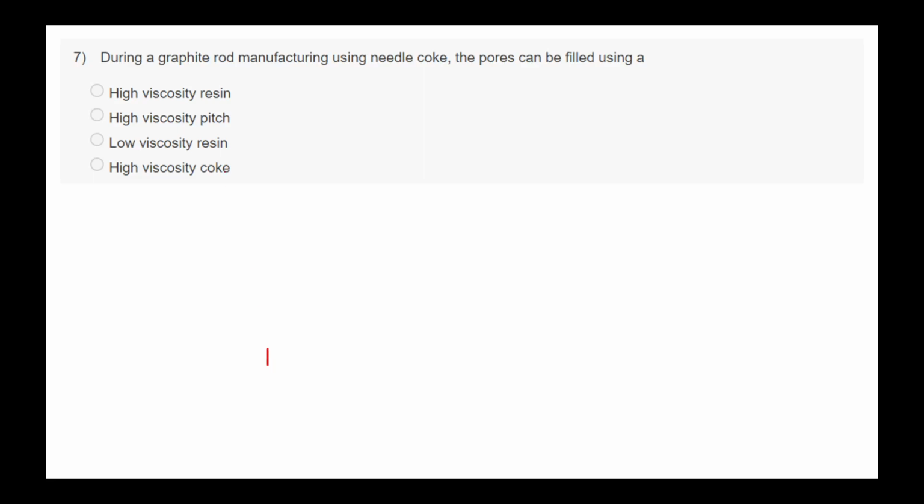Now, during graphite rod manufacturing using needle coke, the pores can be filled using what? You know the graphite rod. If you see the graphite rod manufacturing, suppose this is your something, and this is your graphite. So the pores can be filled using what?